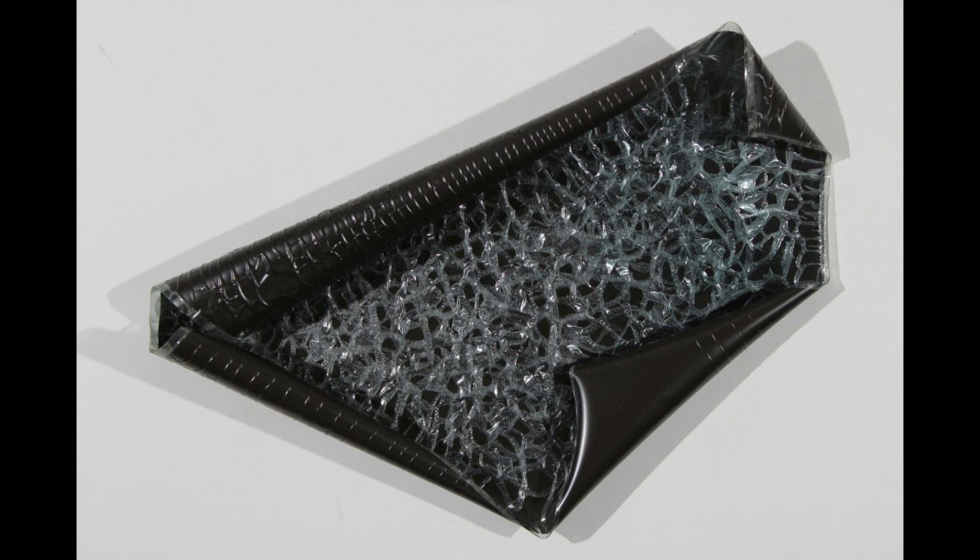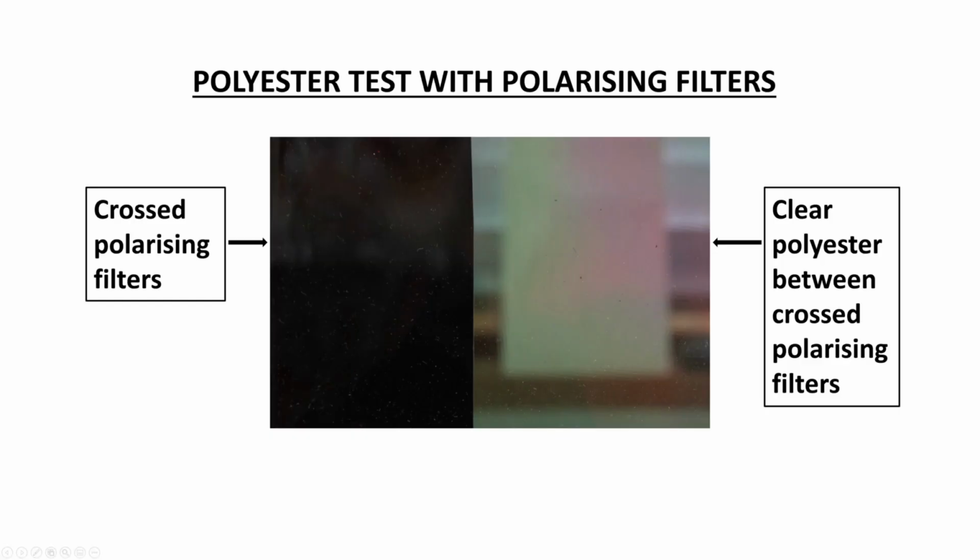And as polyester tends to have been used after the problematic era of cellulose acetate, there's usually less need to identify it. However, to identify it, there is a test using polarising filters.